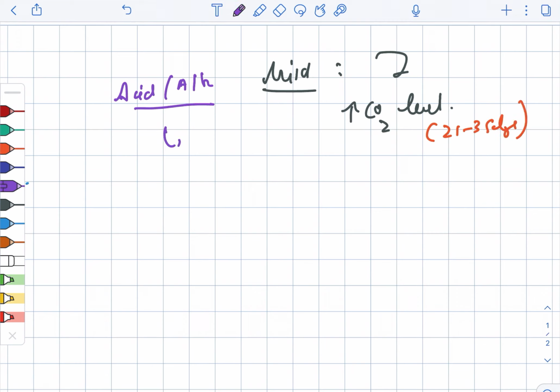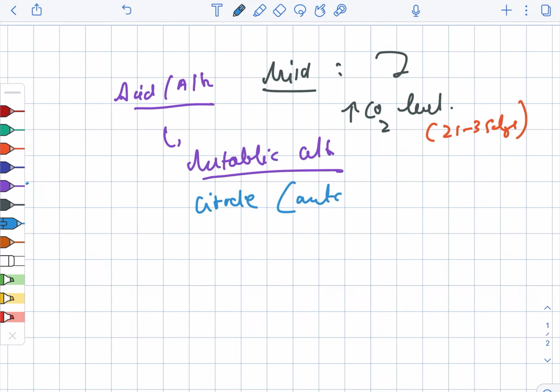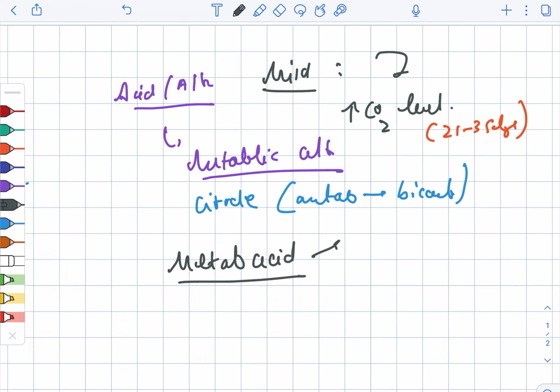And next we are looking at metabolic alkalosis. In terms of metabolic alkalosis, the citrate gets metabolized to the bicarbonate. Next we are looking at metabolic acidosis. In terms of metabolic acidosis, this is due to tissue hypoperfusion.